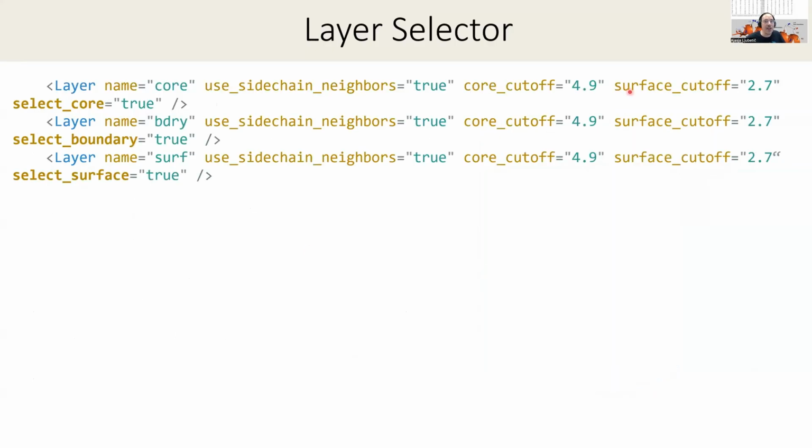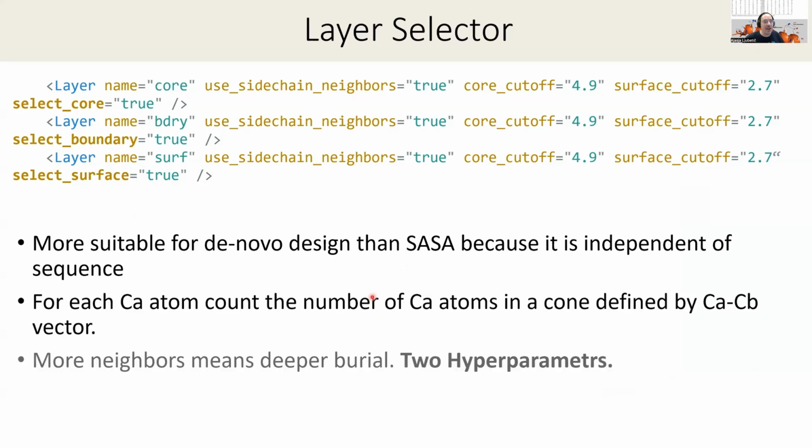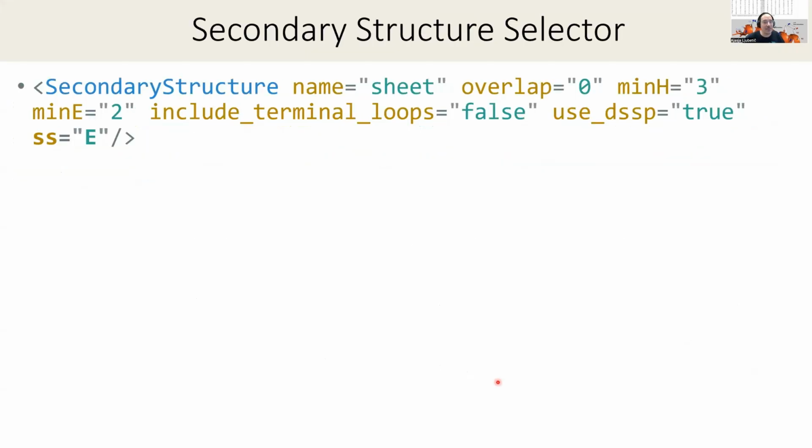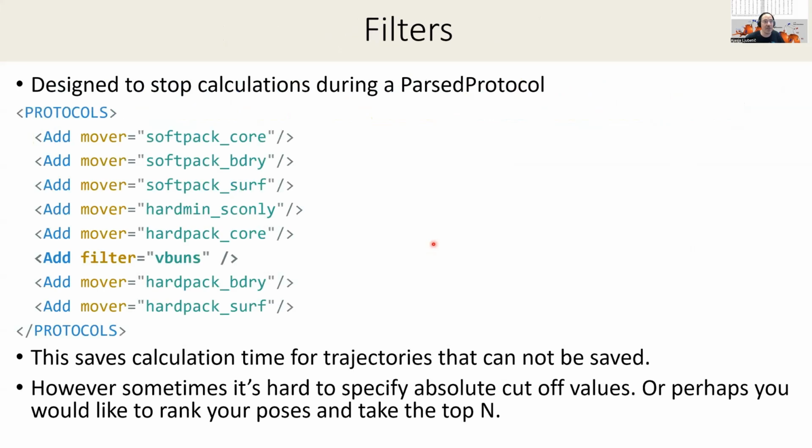The layer selector takes a cutoff on the number of neighbors that the structure has, and it gives you another two hyperparameters. It's really nice that ProteinMPNN, for example, doesn't need this anymore. It's smart enough to know what's on the surface, what's on the boundary, and what's on the inside. There's also, for example, a secondary structure selector where you can select all the sheets, all the helices, or all the loops in the structure.